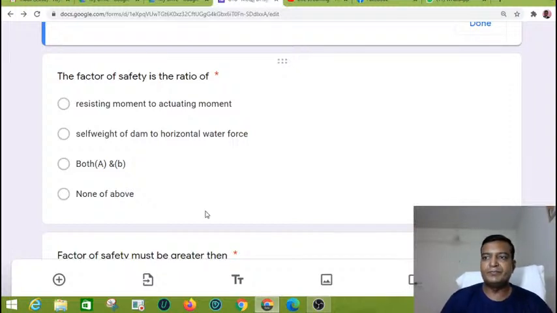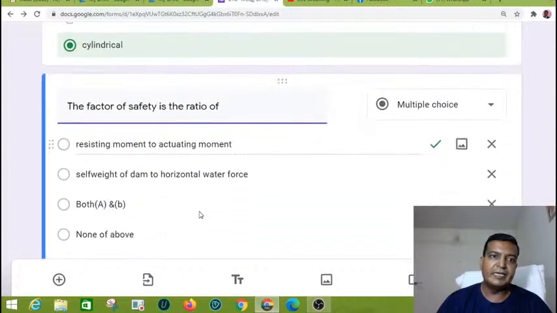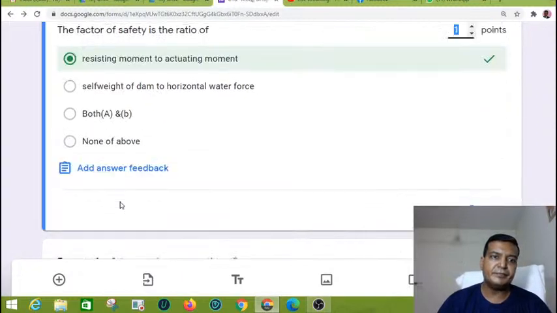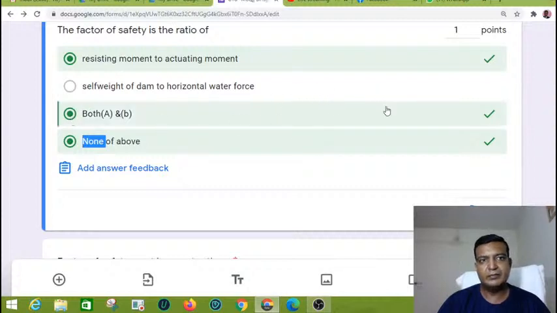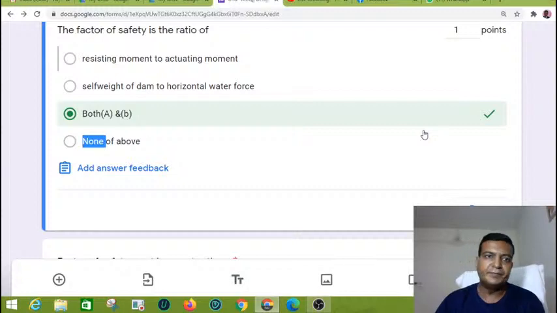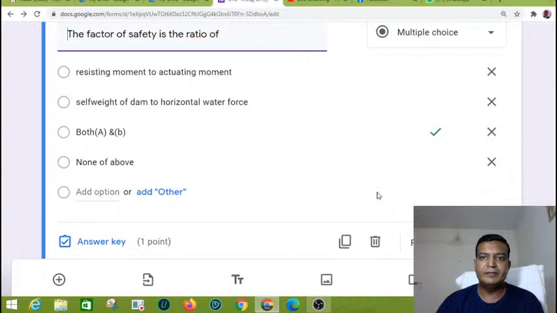Factor of safety is the ratio of resisting moment to actuating moment, self weight of the dam to horizontal water force, or both A and B. Yes, the answer is C, both of the above.